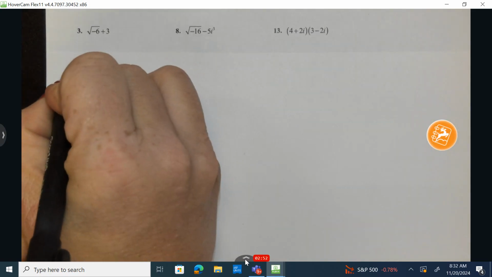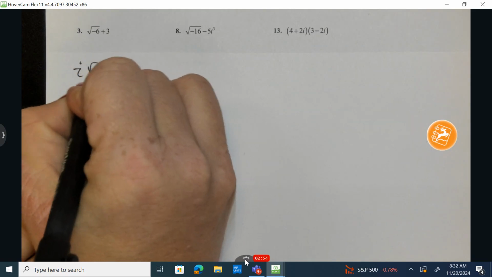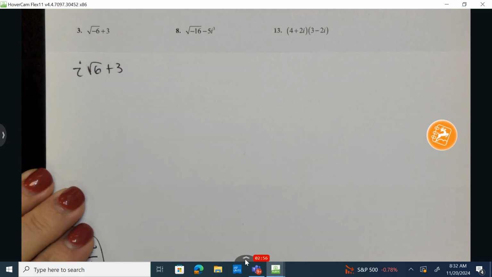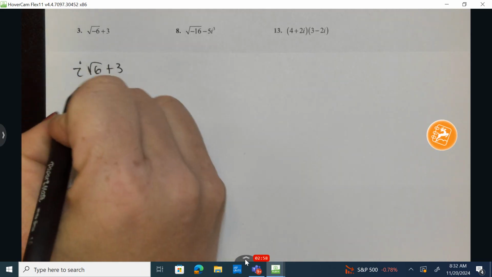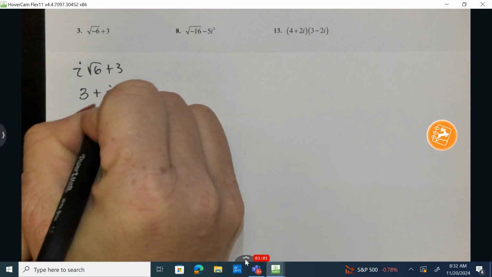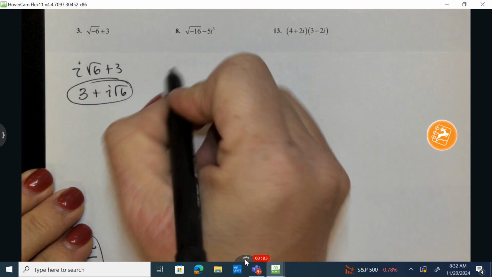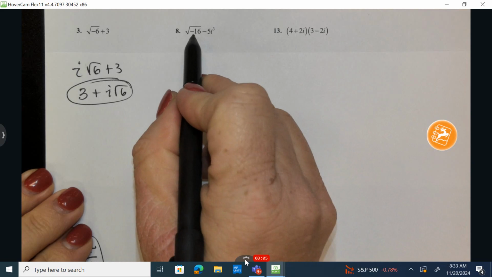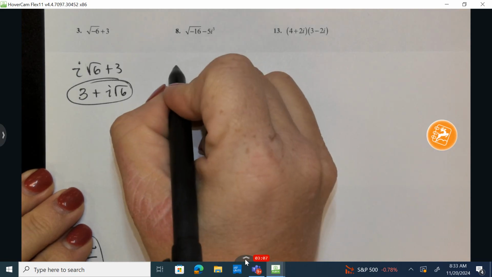You cannot take the square root of a negative. The i comes out front. Now the square root of 6 cannot be broken down, so let's just write it in the form a plus bi. This is the real portion, and here's the imaginary portion. Okay, let's look at number 8. I take the negative out front, it becomes i.